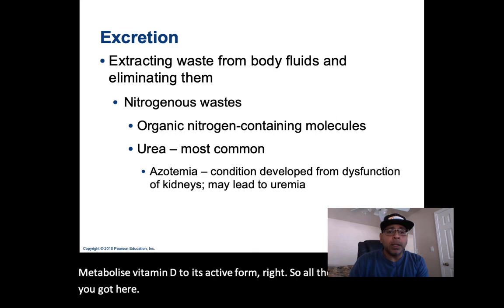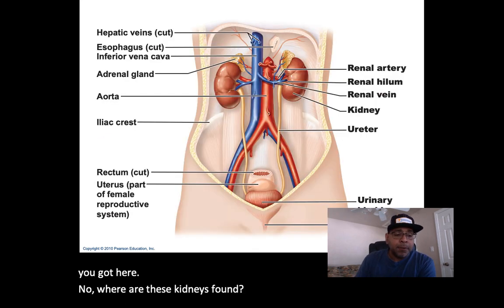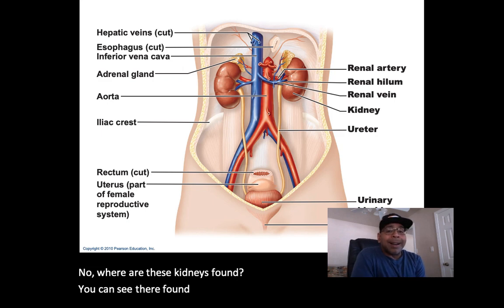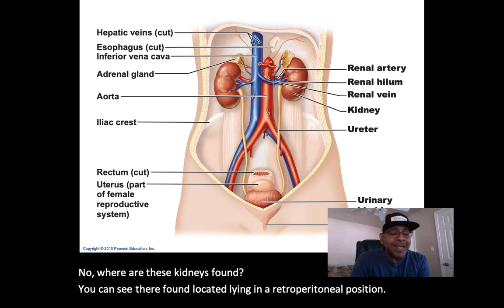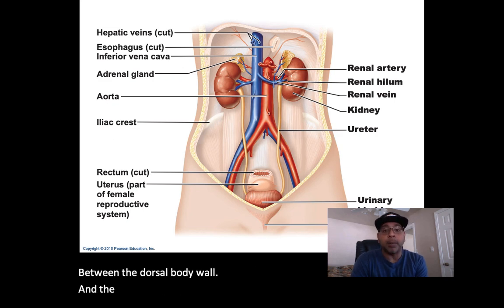Now, where are these kidneys found? You can see they're located lying in a retroperitoneal position between the dorsal body wall and the parietal peritoneum.